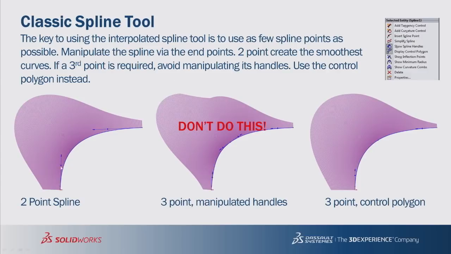Whereas with the classic spline tool, if you keep it to 2 points and just manipulate it with the handles, you're good to go. It's going to be good. If you add a third point, don't mess with the little middle button. Don't do this, because you get these weird humps and spikes in your curvature. If you do need to have a third point to better control the shape using the classic spline tool, just add that third point, but never play around with the little handles here.